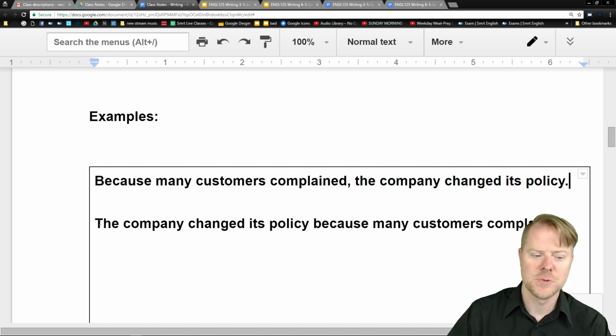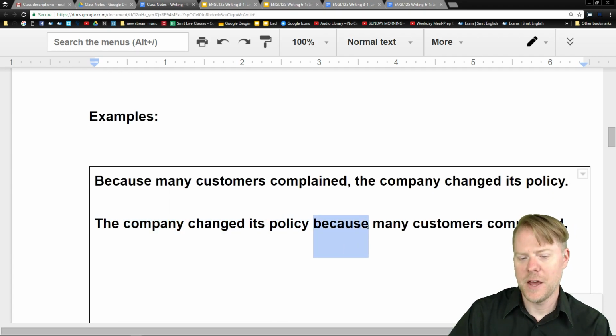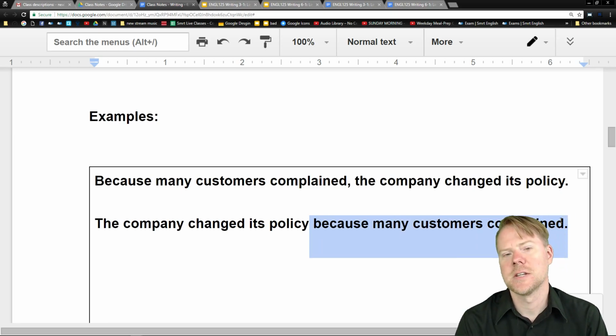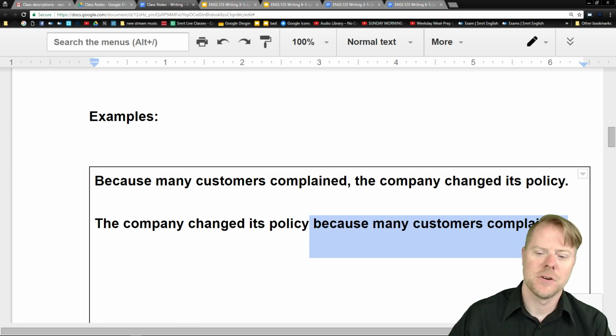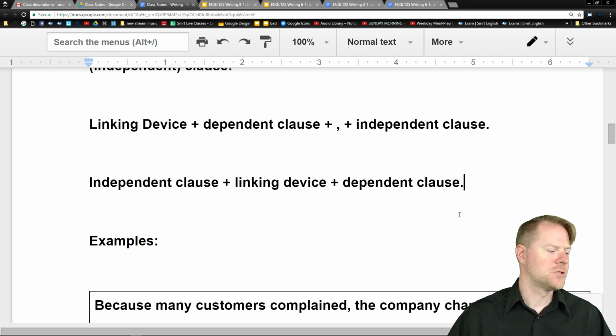So when you use because, you're going to need a subject and a verb, and that will be your dependent clause. If you start with the dependent clause, remember to use a comma, then put the independent clause and the period. Or you can switch those around: start with the independent clause, then put your linking device, the word because, and then the dependent clause. If it comes in the middle and ends the sentence, you don't need a comma. So two ways to construct this: linking device, dependent clause, comma, independent clause, or independent clause, linking device, dependent clause.